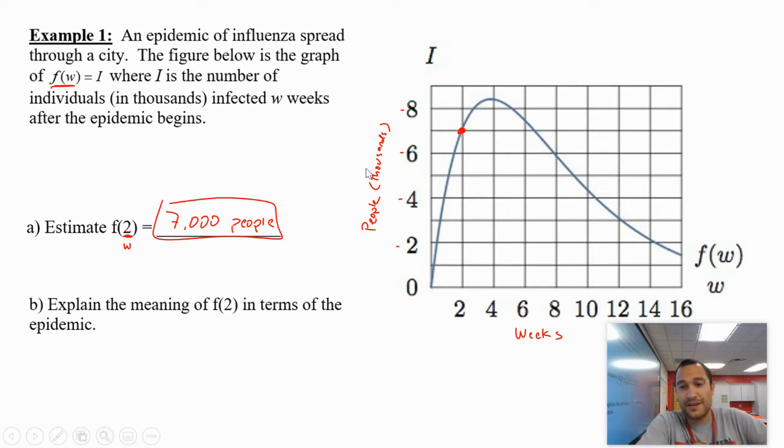So f at 2, we just got done evaluating graphs. So this is our x value. Go to x is 2. Find out what the y value is. It'd be 7, or 7,000 people.